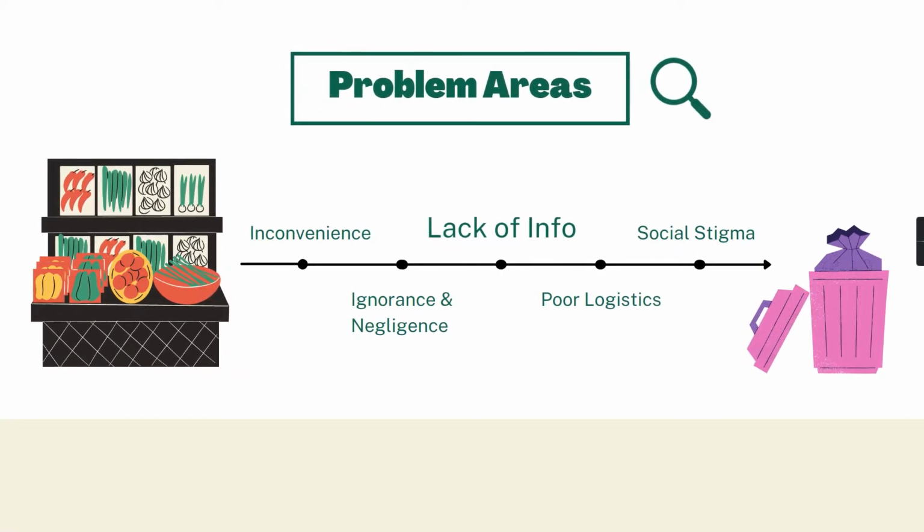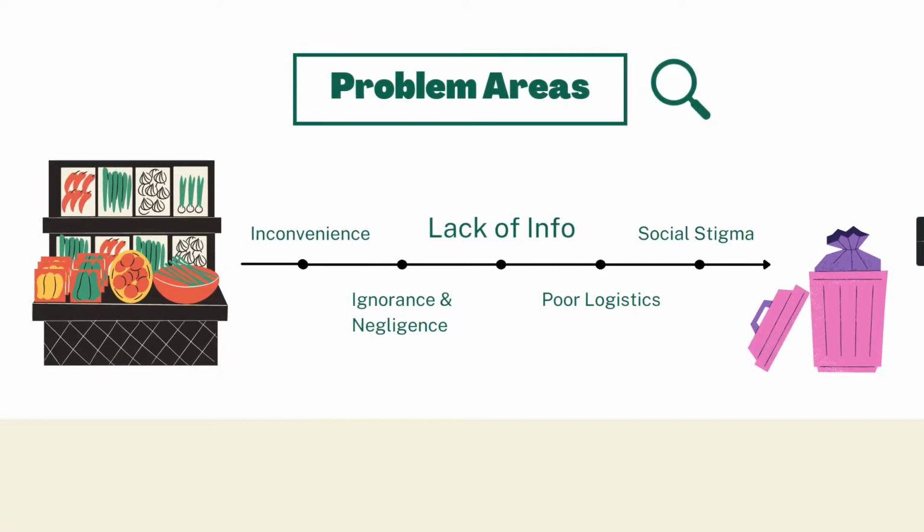For one, it's a major inconvenience to think about food waste, which makes people ignorant about the issue. Plus, information is scattered everywhere and finding it can be a drag. The redistribution of excess food to those who are food insecure is another challenge. Making matters worse is the social stigma attached to being food insecure. So, how do we address these problems?